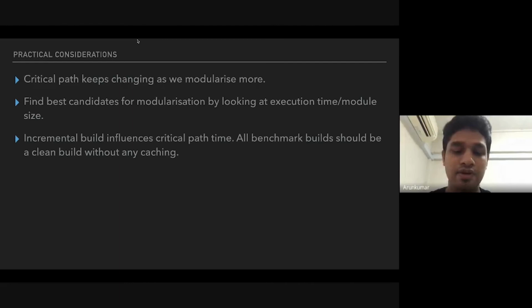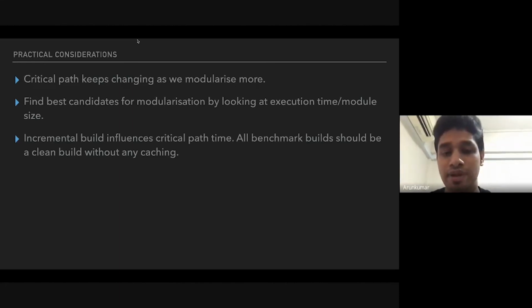At Grab, we requested specific tech families, so we have different teams to look at. We identified the critical path times and then asked them to refactor out modules, and that's how we approach this problem. Now, since the critical path is going to be changing a lot, you'll also be able to predict which modules are going to be the next candidates for the critical path.